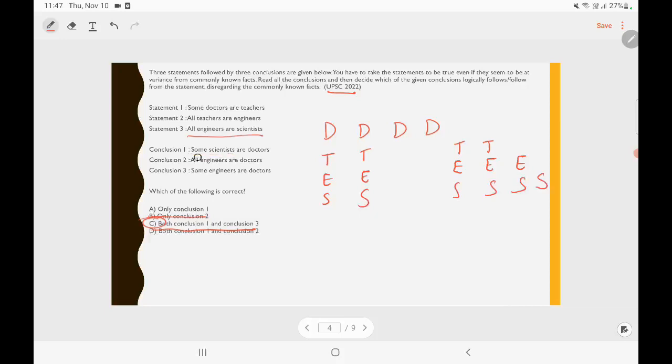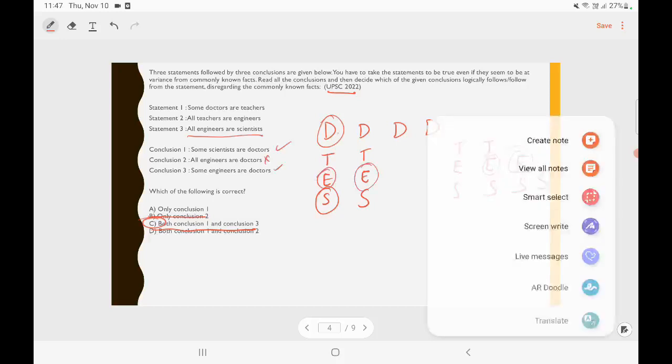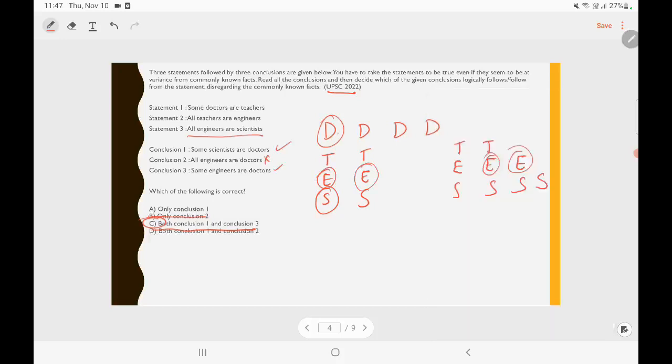So first conclusion says that some scientists are doctors. So yes, some scientists are doctors. Then all engineers are doctors. That is wrong because this engineer is not a doctor, this is not a doctor. So this is wrong. Some engineers are doctors. Yes, this engineer is a doctor, this engineer is a doctor. So this is also correct. So conclusion 1 and 3 are correct. So in this way you can solve this question.